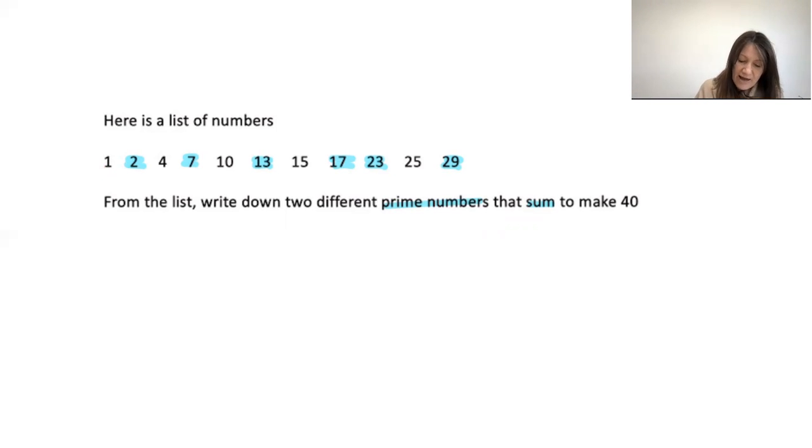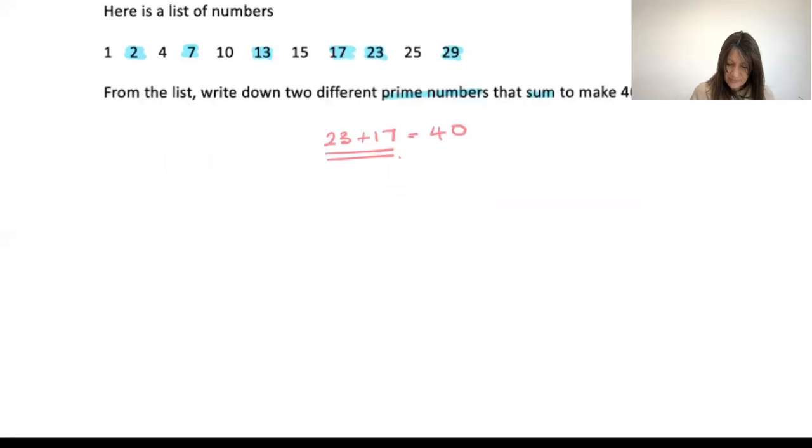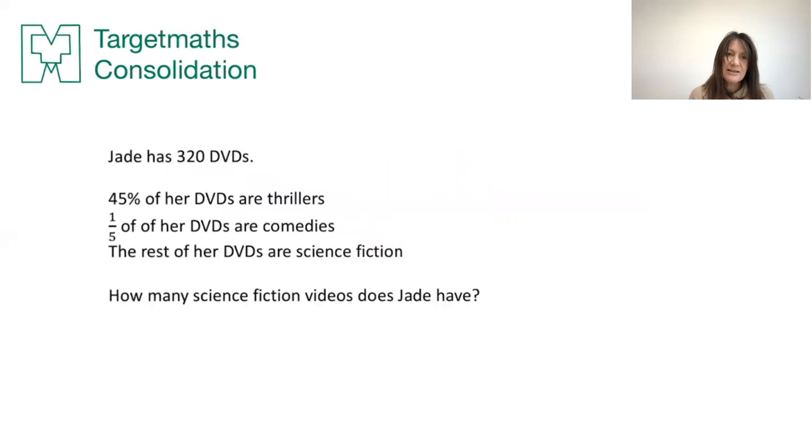And then it's trial and error after that, trying different things out. And 23 plus 17 will add to get to your 40. So those were the two numbers that you would have listed down. All right. Next question. Hit pause, press play when you're ready.